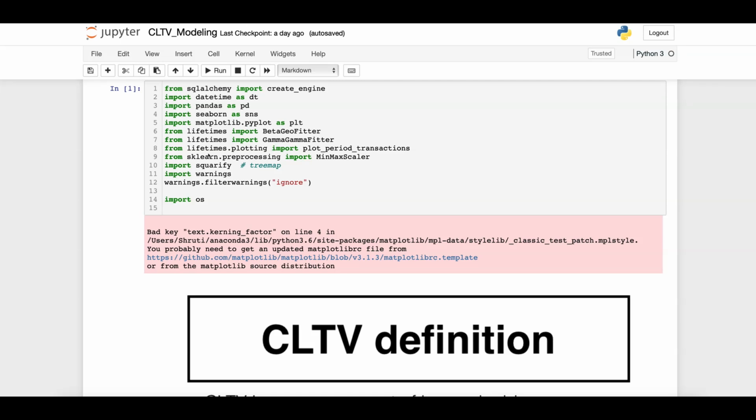Then in order to train our model, we need MinMaxScaler to scale the data. And finally, you need packages like squarify and warnings.